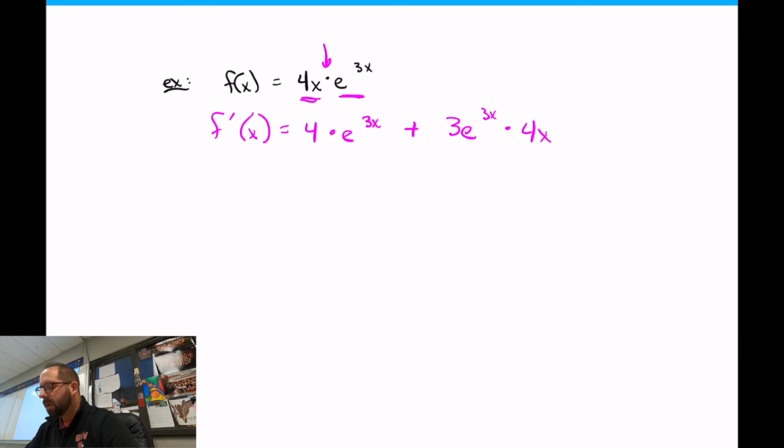If I want to figure out what makes a critical point, you set this thing equal to 0. So I'm going to take this, set it equal to 0, and simplify it a little bit.